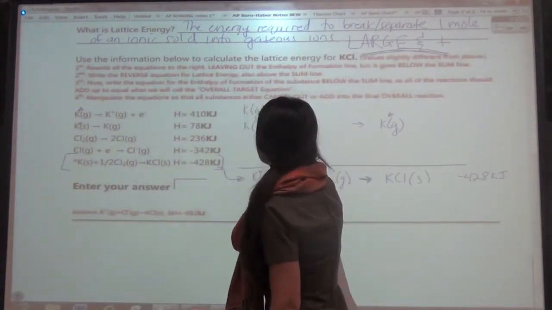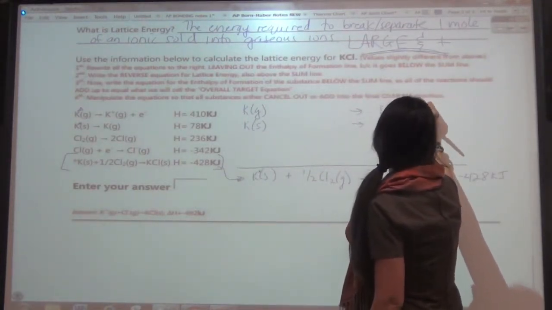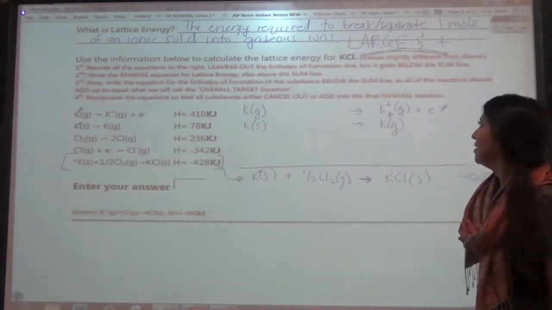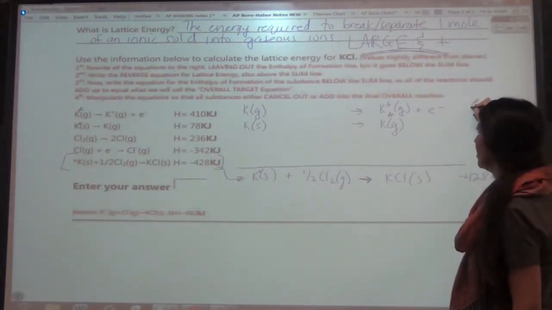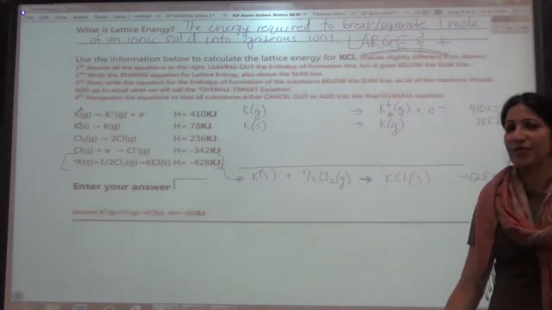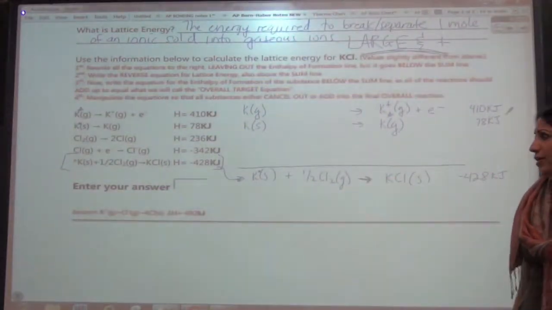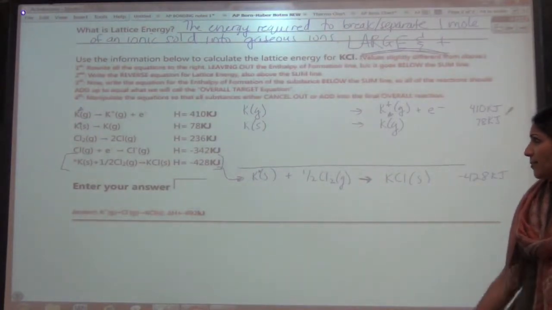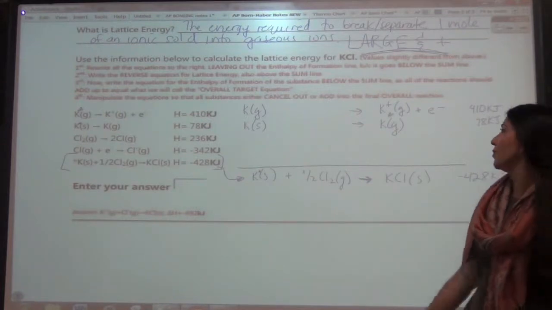So potassium gas, then my arrow again, K plus gas plus my electron. Okay, and I did nothing to that one, so I'm just going to write these 2 values over on the side here. I'm going to write 410 kilojoules. I also did nothing to this line, and that was 78 kilojoules. Third line. Do I see anything in this equation that only appears in my target equation? Is there anything that only appears in my target equation? The Cl2. Okay, I like it.